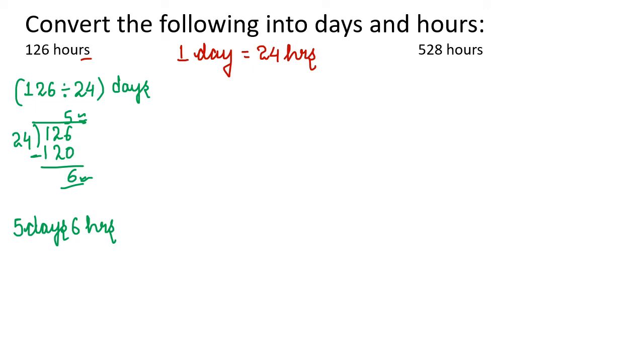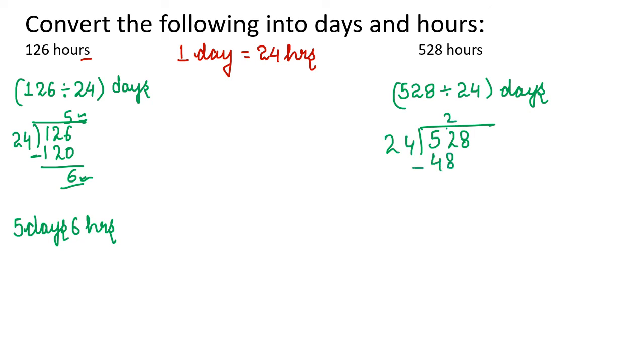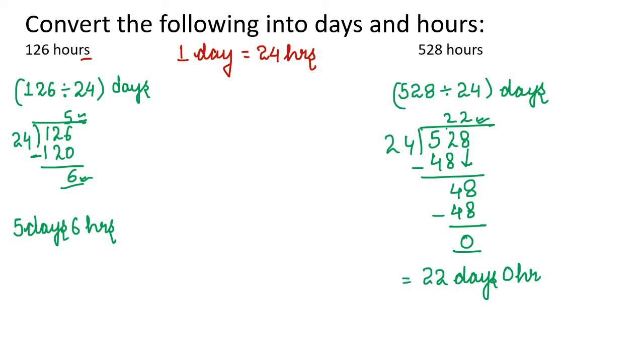In the next part, we have 528 hours. So, we will divide 528 by 24 to get this time in days and hours. So, divide 528 by 24. So 24 twos are 48. Here 12 minus 8, 4 is left, and bring down this 8. We got 48. So again 24 twos are 48. Remainder is 0. So the quotient we got is 22, which means 22 days, and in the remainder there is 0. So 0 hours. So 22 days, 0 hours is the answer.